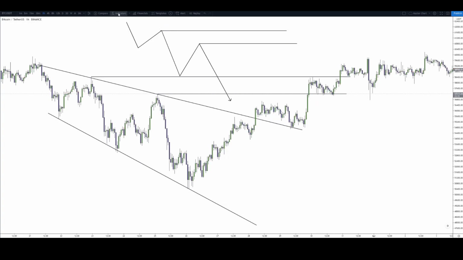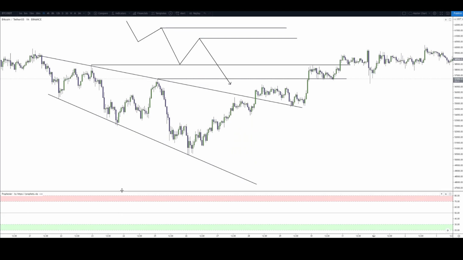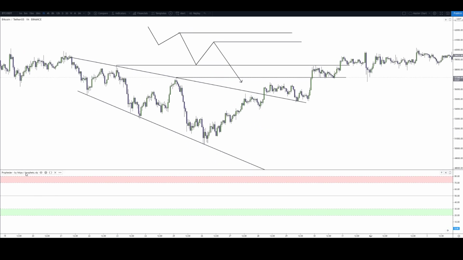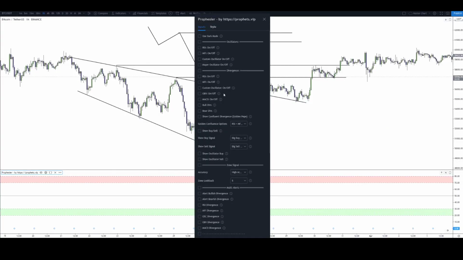Turn this one off. Prophets.vip is our oscillating indicator. Alright, let's make that a wee bit bigger. Open the settings. Cool. Prior to the breakout of the pattern, where was the RSI sitting? So let's go and turn RSI on, bull and bear divs, and go OK.